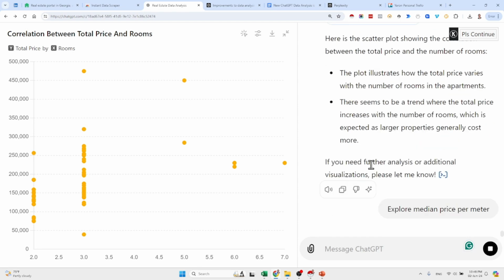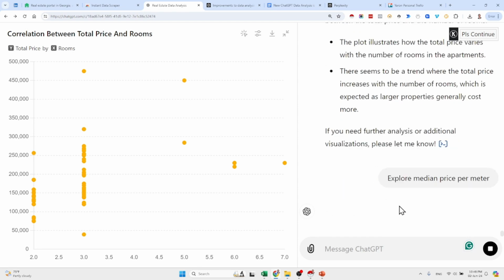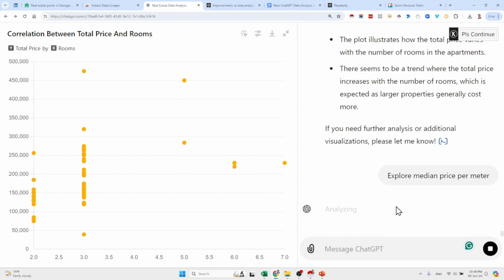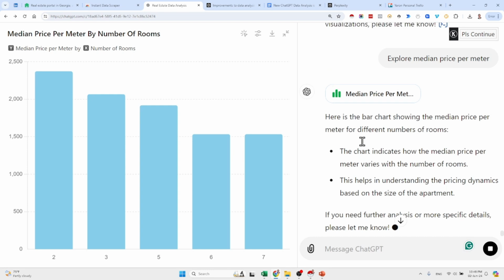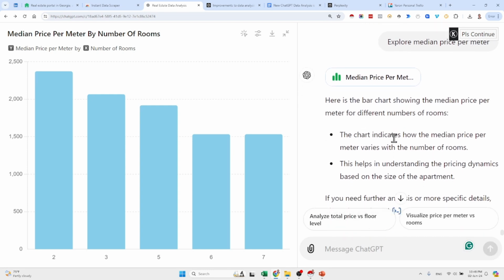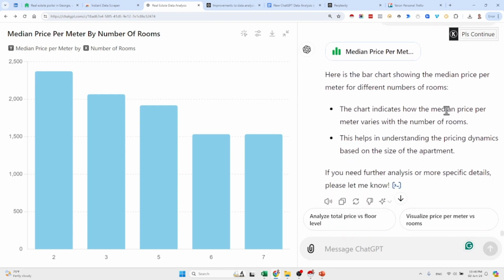Explore median price per meter. As you can see, here is the bar chart showing the median price per meter for different number of rooms. The chart indicates how the median price per meter varies with the number of rooms. This helps in understanding the pricing dynamics based on the size of the apartment.